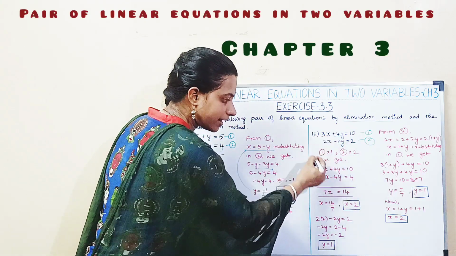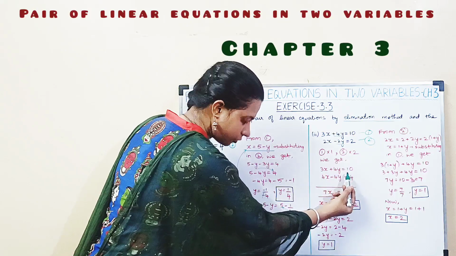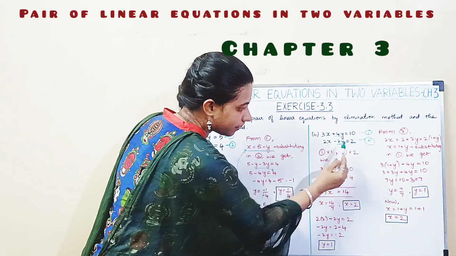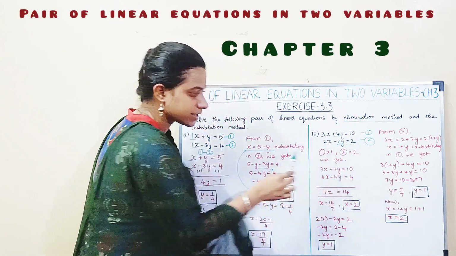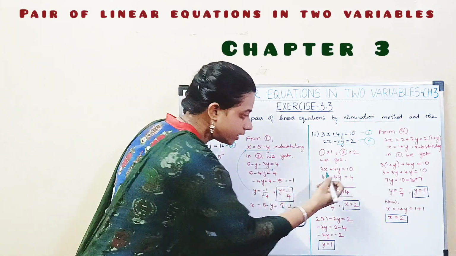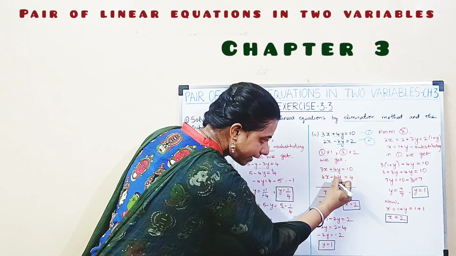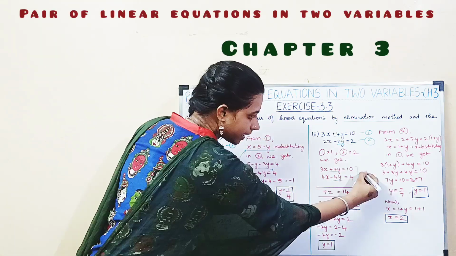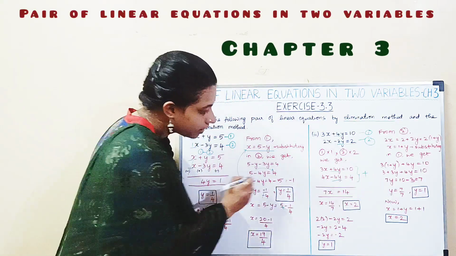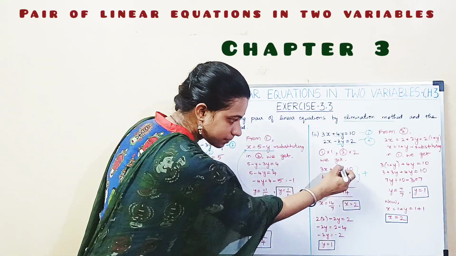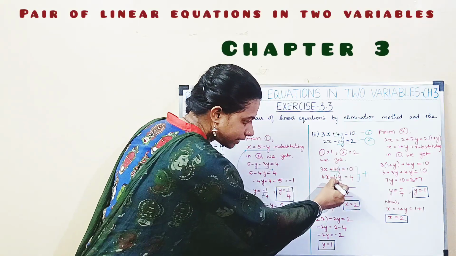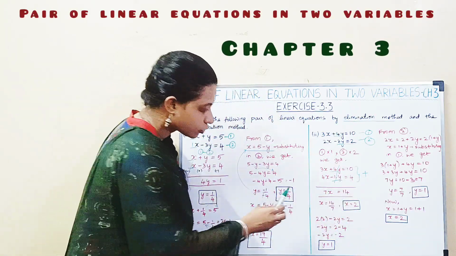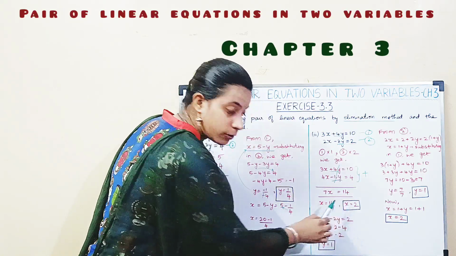Equation 1 we will get as it is, 3x plus 4y is equal to 10. And for the second equation, the entire equation will be doubled, that is 4x minus 4y is equal to 4. Here it is plus 4y and here it is minus 4y. For eliminating the y variable, we are adding these two equations. So we get 3x plus 4x equal to 7x, plus 4y and minus 4y will get cancelled, and 10 plus 4 is equal to 14. So x equal to 14 by 7, and x equal to 2.